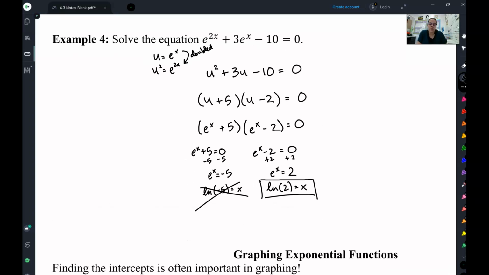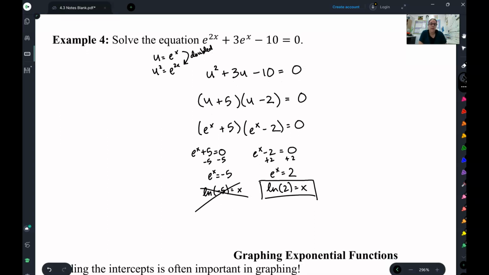So that is our little introduction to solving some complicated exponential equations. In the next video, we'll look at an exponential story problem. And then we'll end the lesson with some graphing.